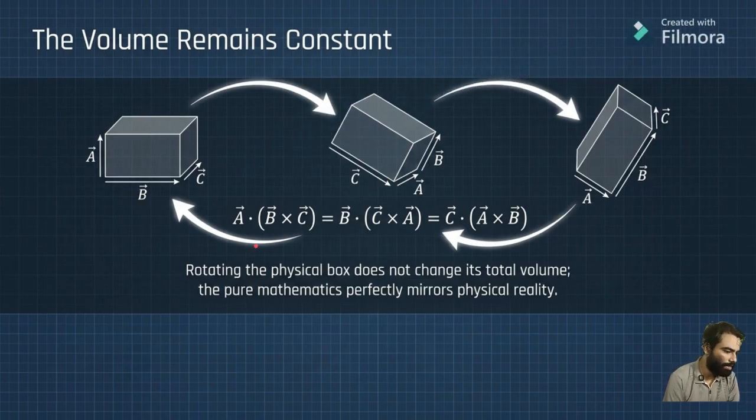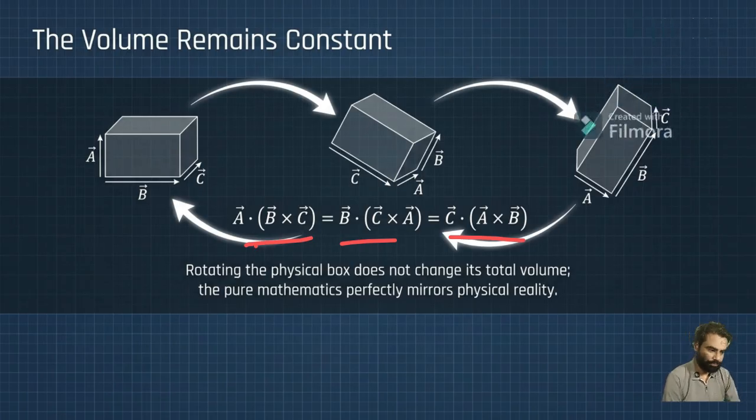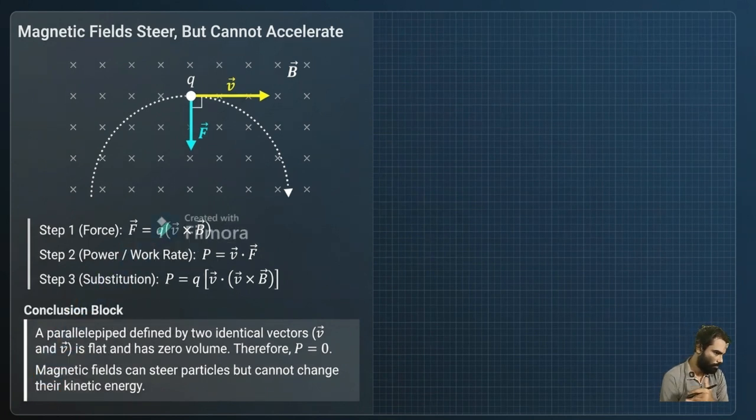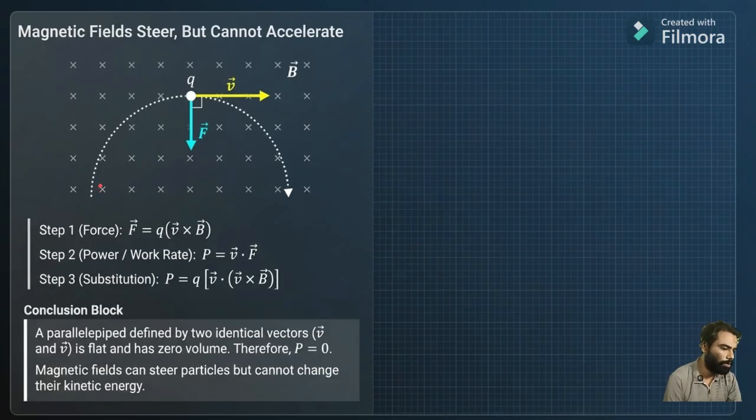So you can write that a dot b cross c is equal to b dot c cross a and c dot a cross b. Okay, now another important idea here is, if you fire a proton into a magnetic field, you can see that the trajectory of that proton will be bent like this.